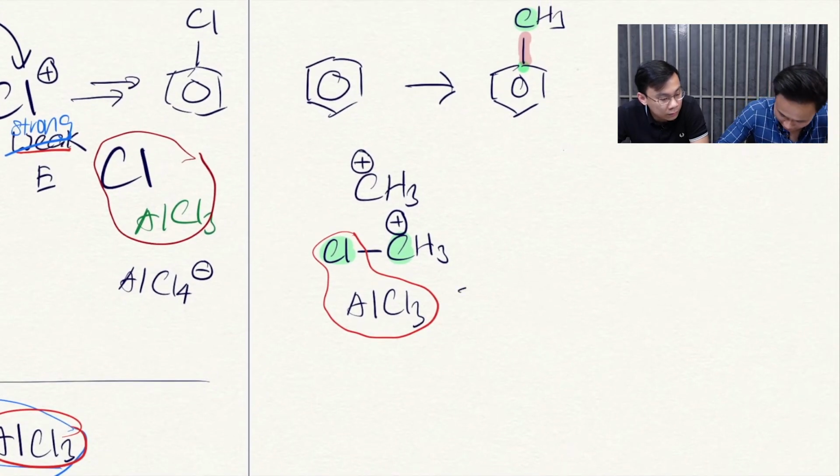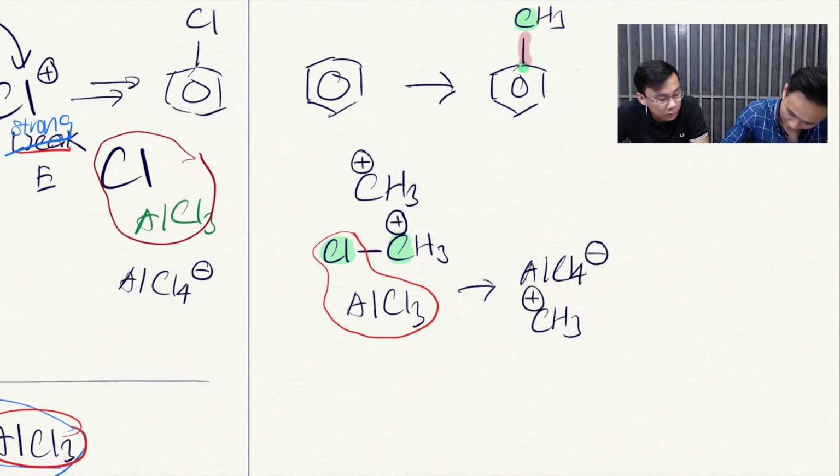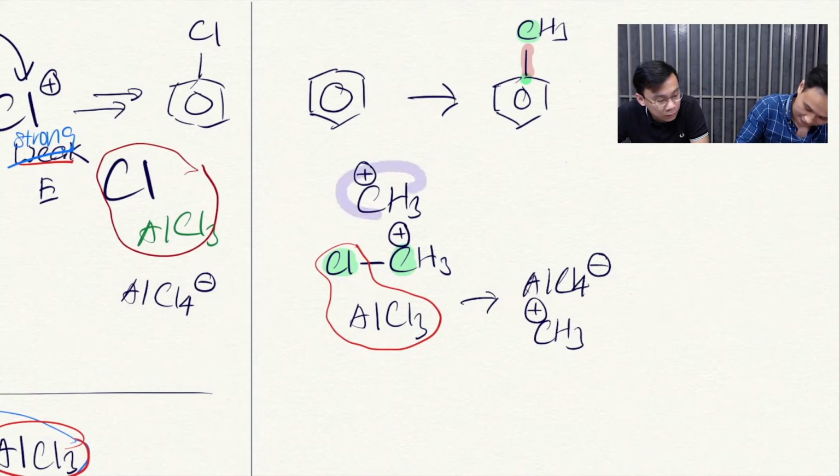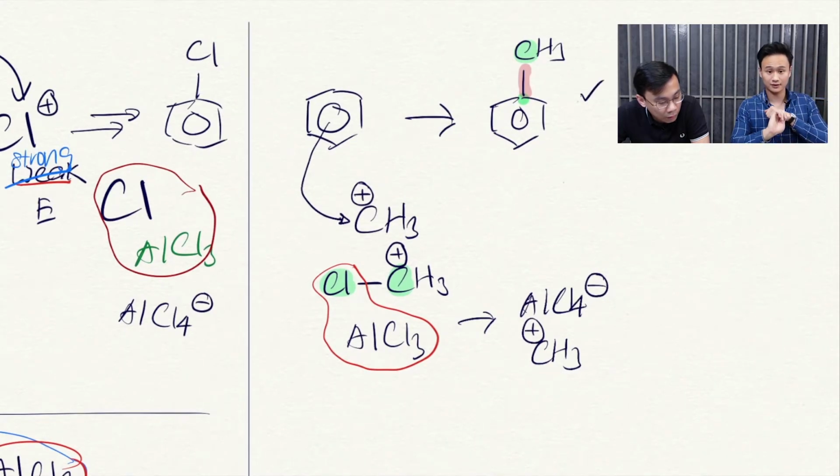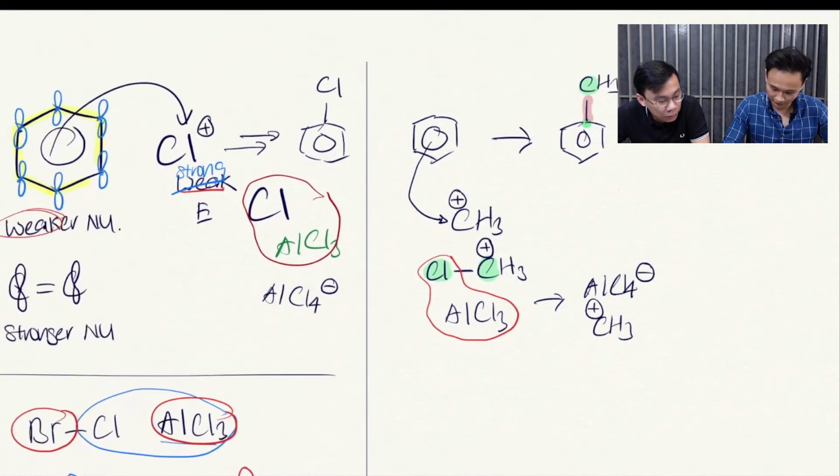So once you have this, you will get AlCl4- and CH3+. And of course, once you have the CH3+ generated, the strong electrophile, that is where benzene comes in to attack this to give us our beautiful methyl benzene. And that's it. Okay? Cool.